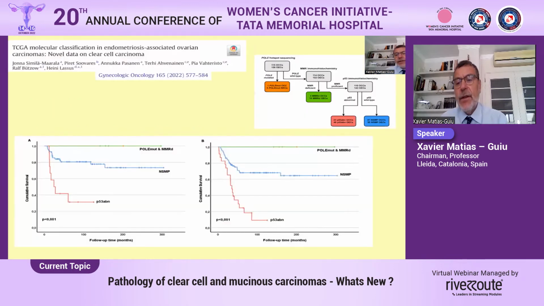So there is evidence in the literature that this can be applicable to endometrial carcinoma, also to clear cell carcinoma, and this is just a recent paper emphasizing that. The problem is that the vast majority of clear cell carcinomas are non-specific molecular profile, but when there is a tumor which is POLE mutated or mismatch repair deficient, the prognosis is very good, and when the tumor is p53 abnormal, the prognosis is very bad. So this is a scenario in which we can use this molecular classification.